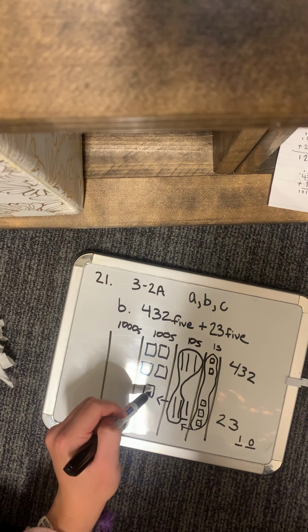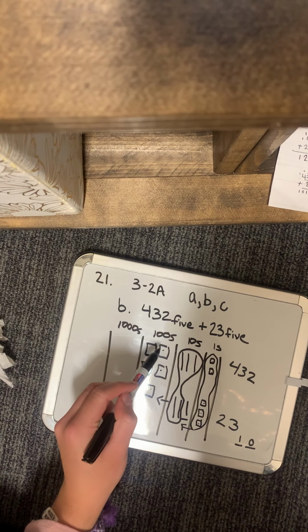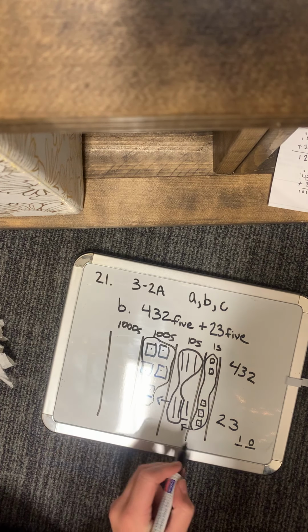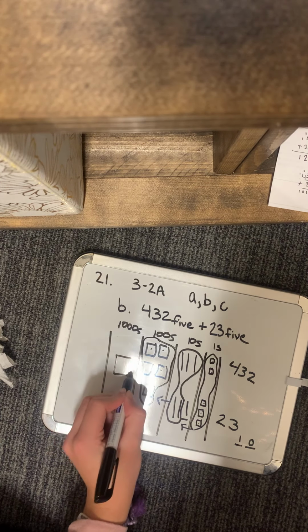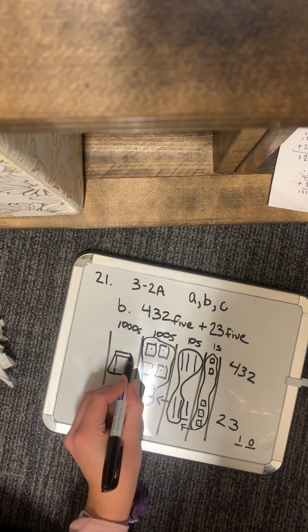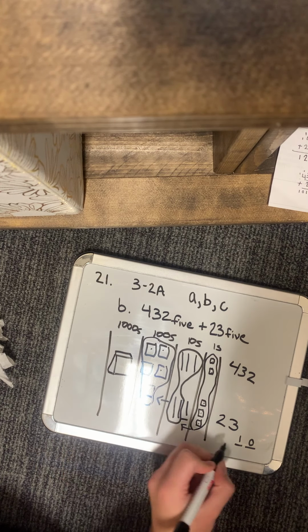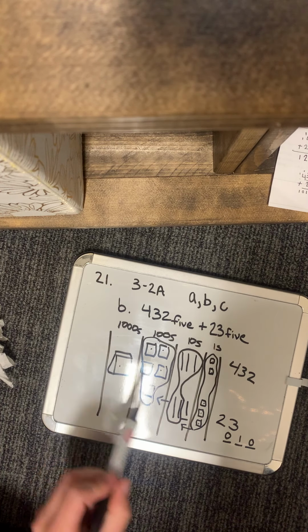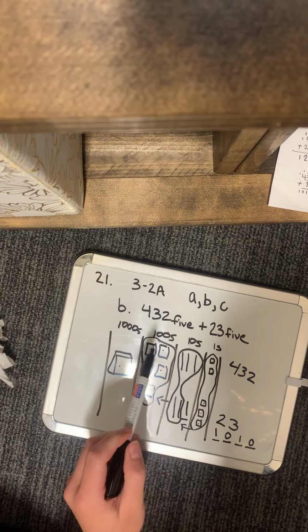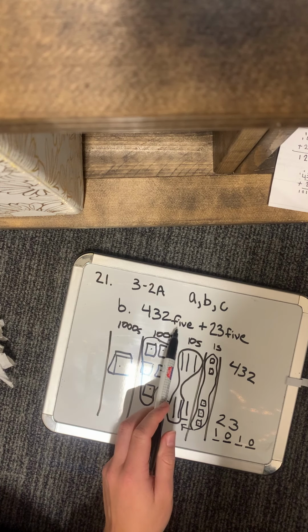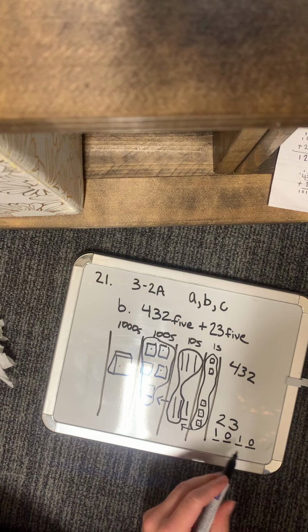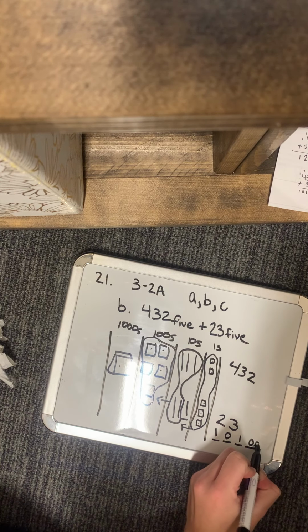Looking for groups of 5 again. 1, 2, 3, 4, 5. We have another bundle of 5. So we're going to carry that to the thousands. And we have 0 left over in the hundreds. I come over here, and we have 1. So 432 base 5 plus 23 base 5 equals 1010 base 5.